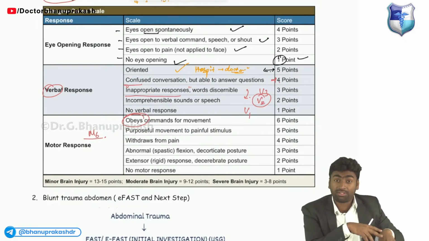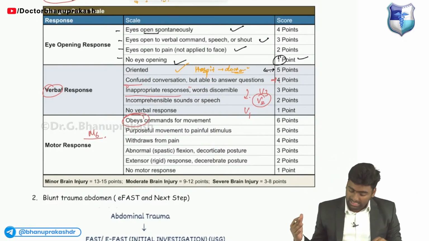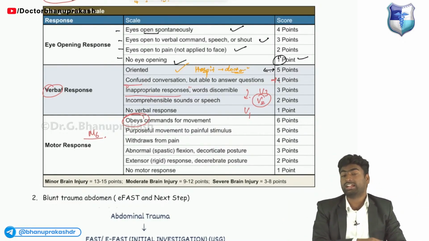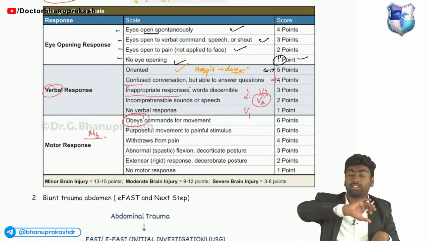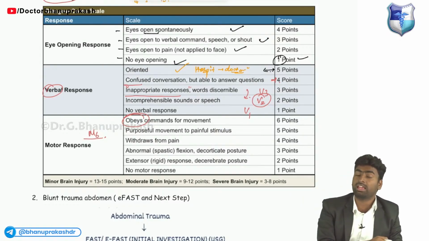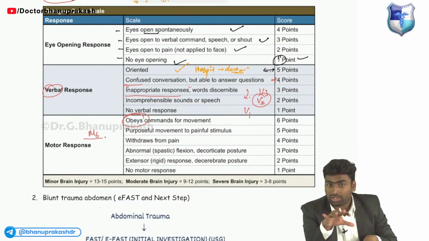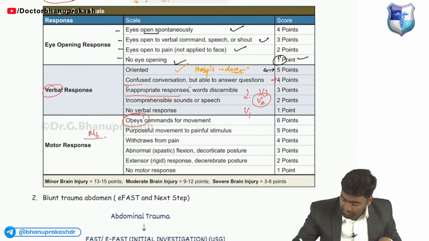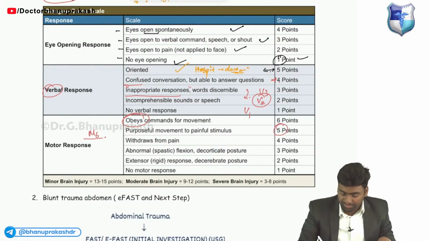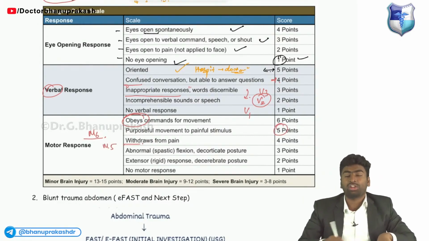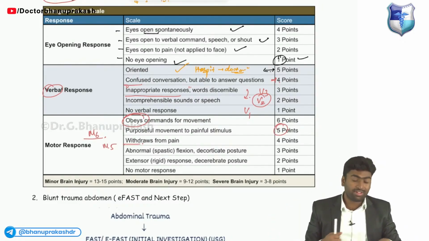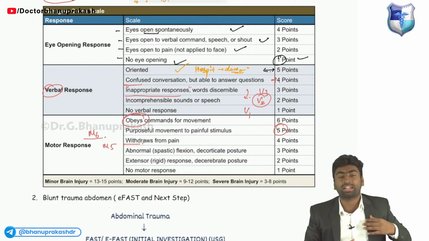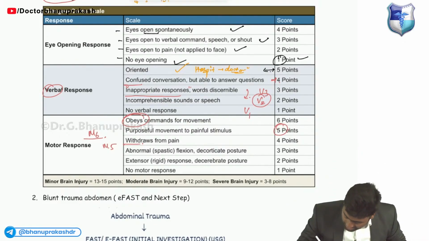Here, he will take a hand, the opposite hand, and try to remove your hand. So he will localize the pain and try to remove your hand. That is the 5th point, M5. Whereas in the next case, with just pinching, he is unable to lift the opposite hand, he will try to withdraw. That is M4.